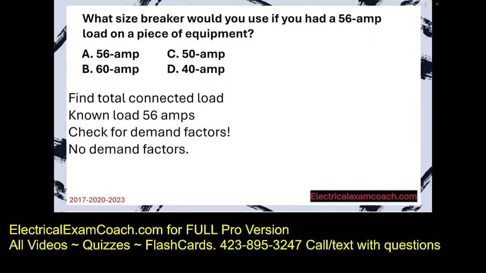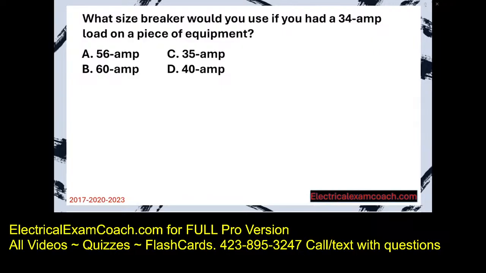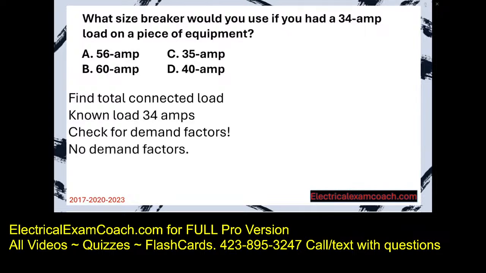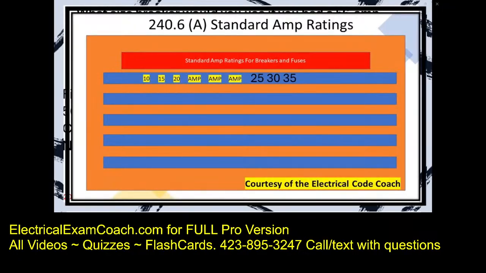Great job. What size breaker would you use if you had a 34 amp load on a piece of equipment? Step 1, find the total connected load. The known load as of right now is 34 amps. But we've got to check for demand factors. There are no continuous loads, and there are also no specific pieces of equipment. So therefore, there are no demand factors. We're going to head to our table, 240.6(A), and we're going to choose the next size up, which in this case would be a 35 amp breaker.